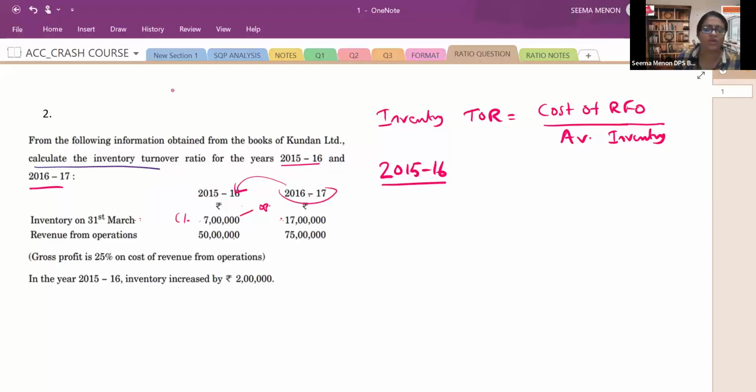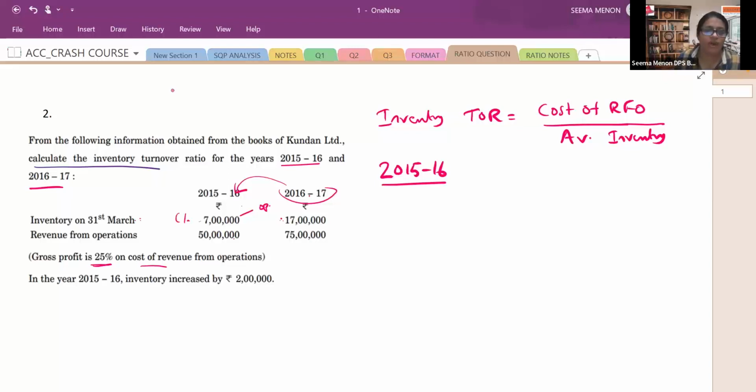Now, revenue from operation for both years is directly given, so no need to find it out. But we don't want revenue from operation, we need cost of revenue from operation. Here in the question it is given that gross profit is 25% on cost of revenue from operation. Whatever the cost of revenue from operation is, 25% of that is gross profit.